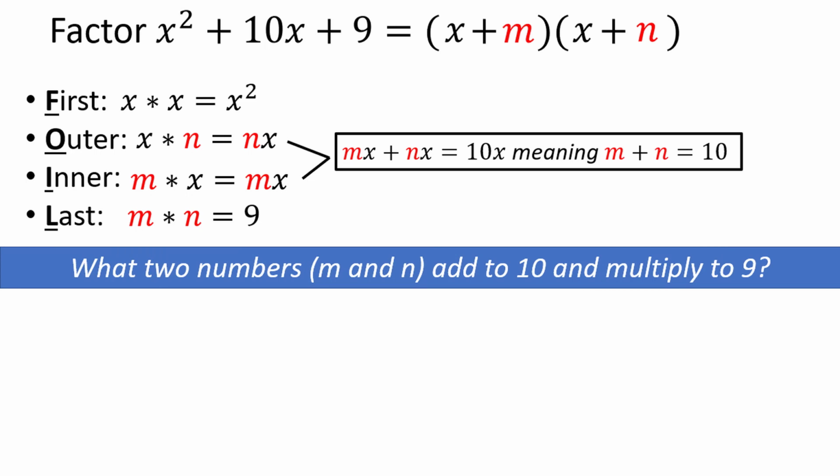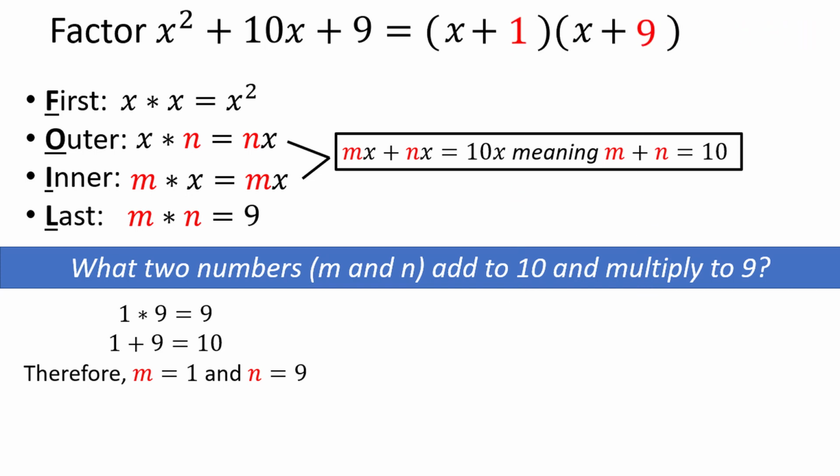I can. The numbers 1 and 9 multiply to 9, as 1 times 9 is 9, and they add to 10, as 1 plus 9 is equal to 10. So our two numbers, m and n, must be 1 and 9. So we can replace our m and n in our factored form with 1 and 9. Our factored expression is x plus 1 times x plus 9.